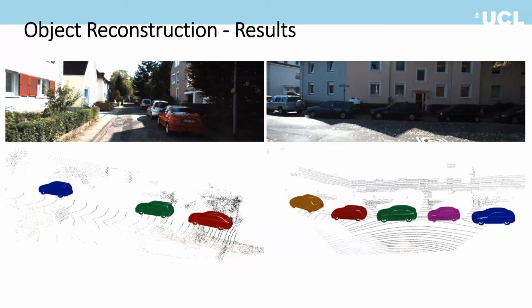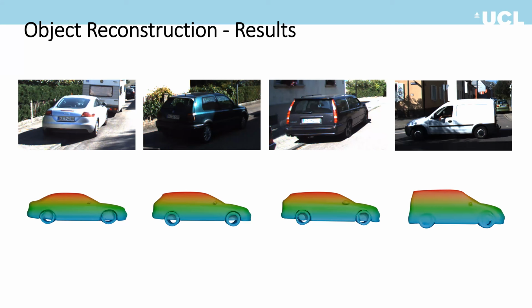Here's a zoomed-in view of the reconstruction. If you look carefully, you can see the shape. It captures the shape quite well. Like this red one is a sedan car, and this green one is an SUV. And this is another better view, you can see the shape looks quite nice.